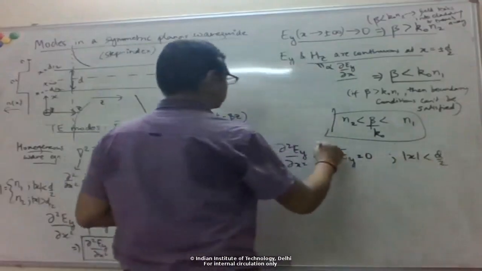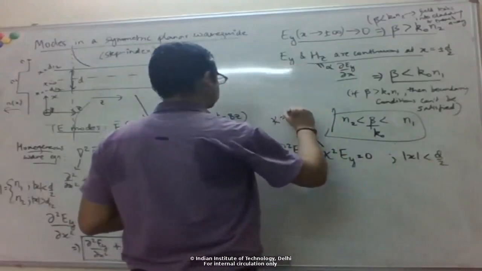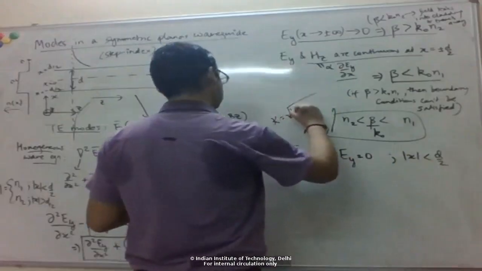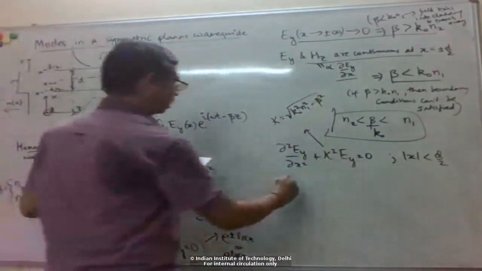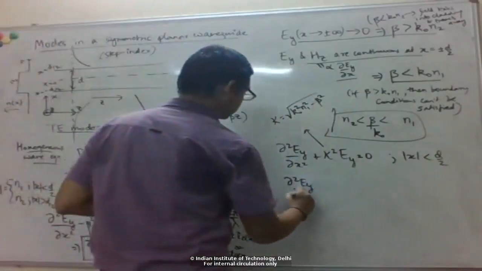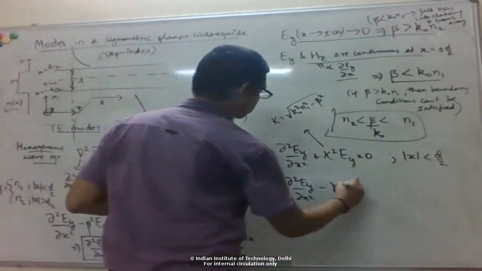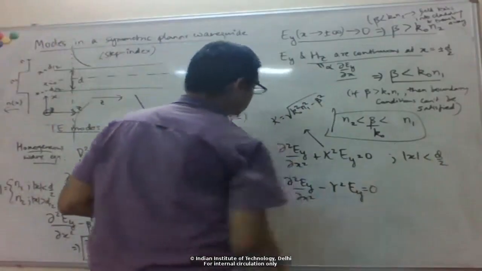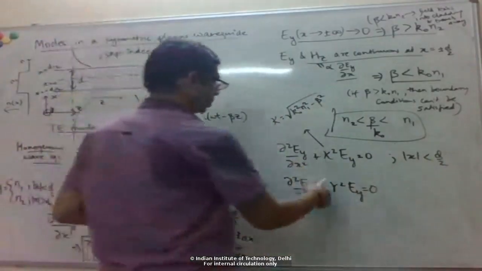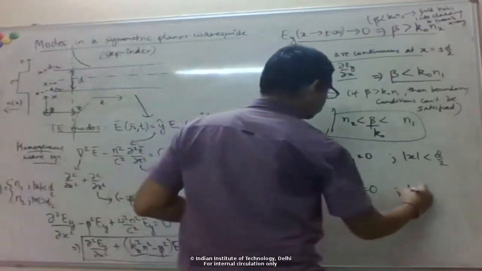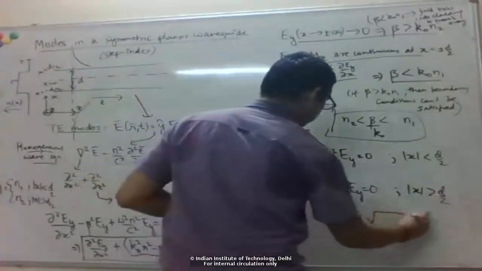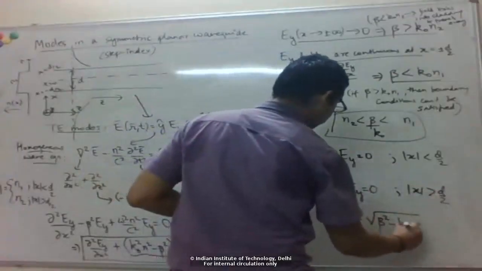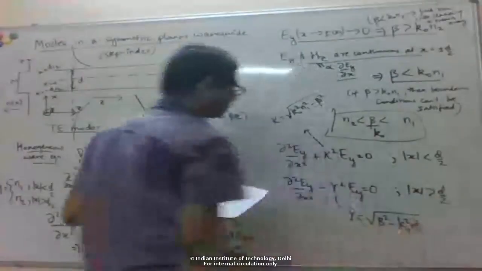Right? So kappa here is square root of k naught n1 square minus beta square. And then in the cladding, this constant flips sign. Right? So gamma here is square root of beta square minus k naught n2 square.